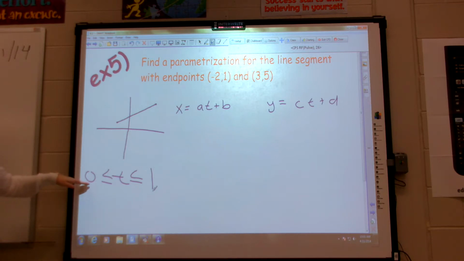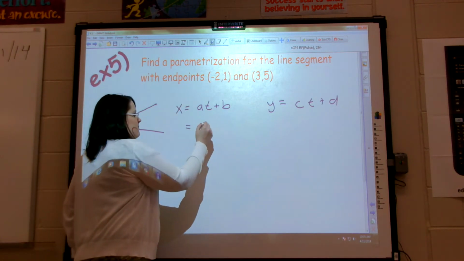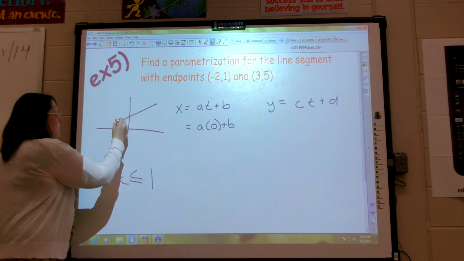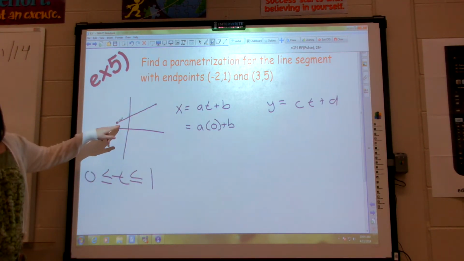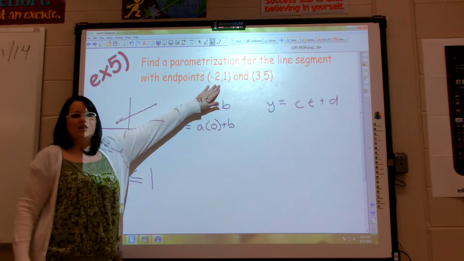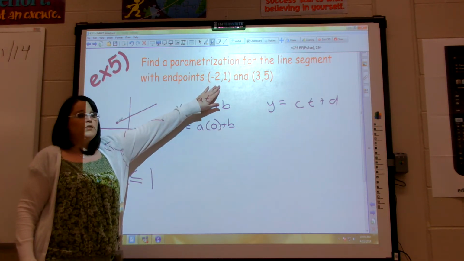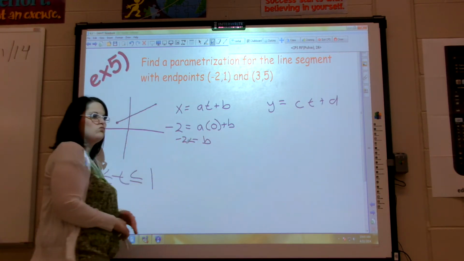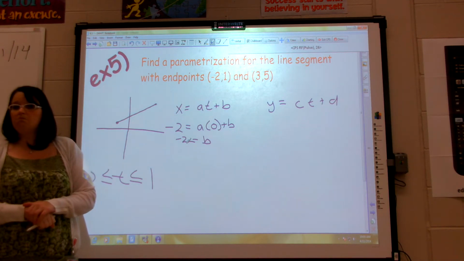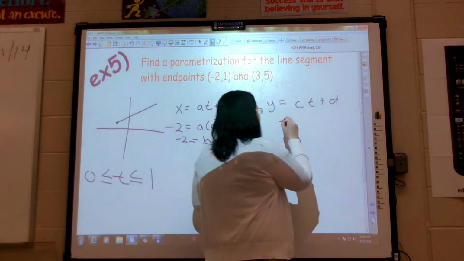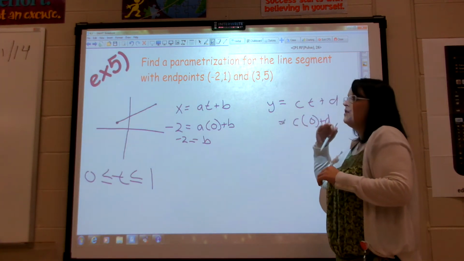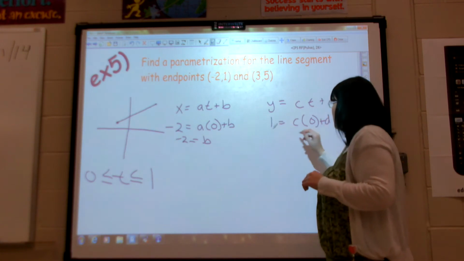Because here's what that's saying. Think about it. When t is 0, think about what that's saying. When t is 0, what is your x? Isn't this where I start? So when t is 0, what is your x? -2. And that 0, doesn't that say b equals -2? I solved for b. Now likewise over here, when t is 0, what's your initial y? 1. Now doesn't it say d equals 1?